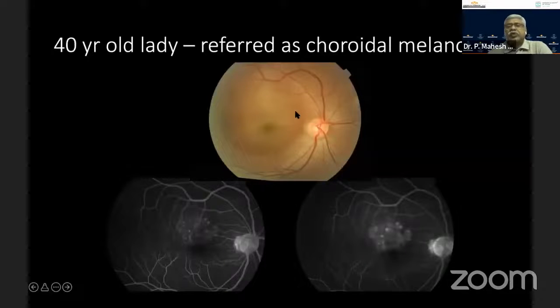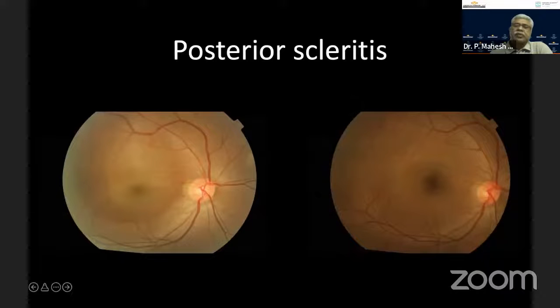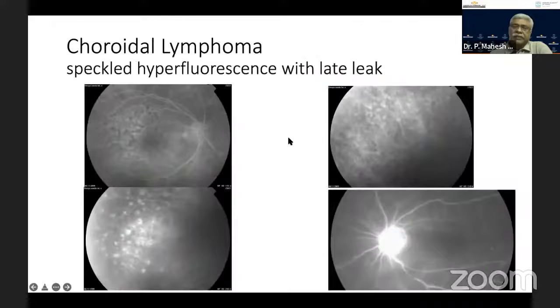Here is a 40-year-old lady who was referred as a melanoma, and you can see this spotty hyperfluorescence, which looks very much like that of a melanoma. But then if you look at the disc, you can see a hot disc. So what you're looking at is not a melanoma, but an inflammatory pathology, which is essentially posterior scleritis, and you can see the patient resolved after steroid therapy.